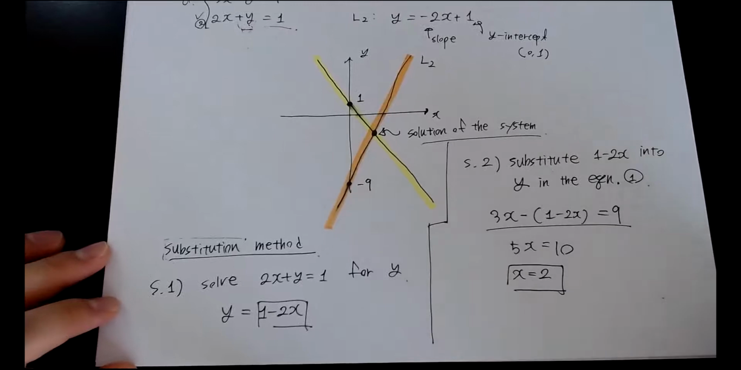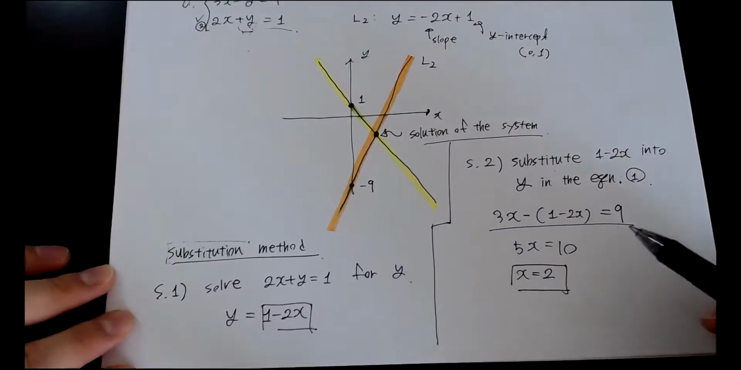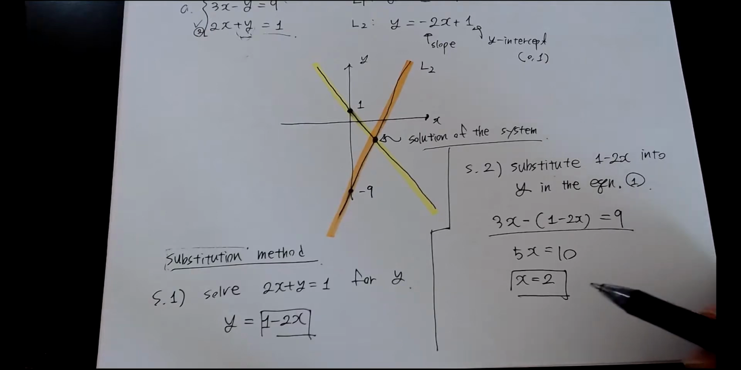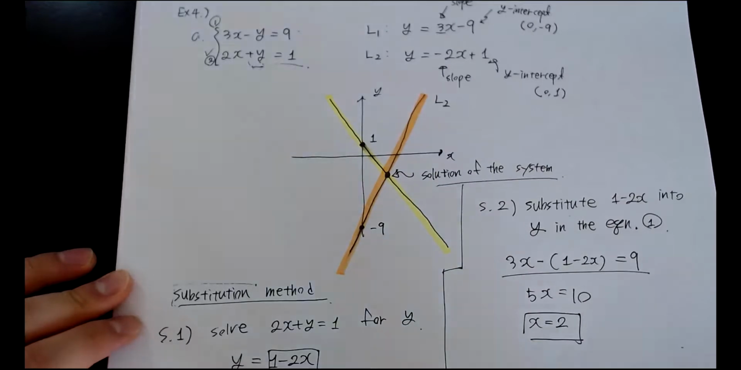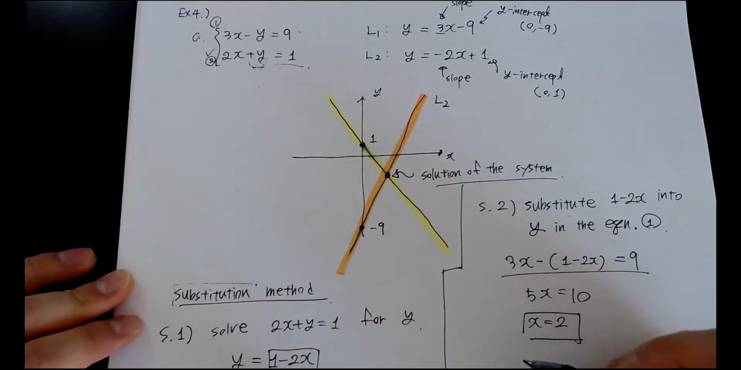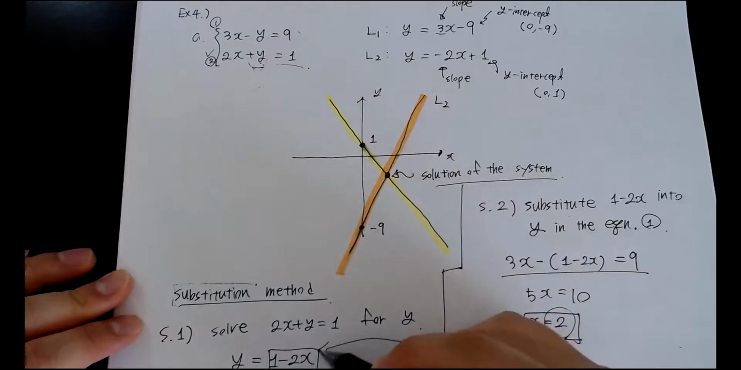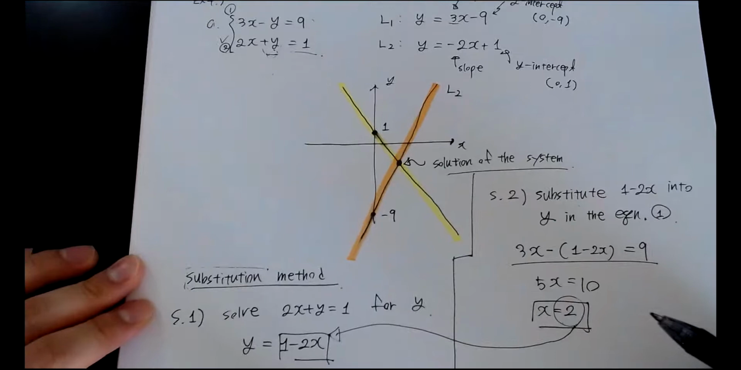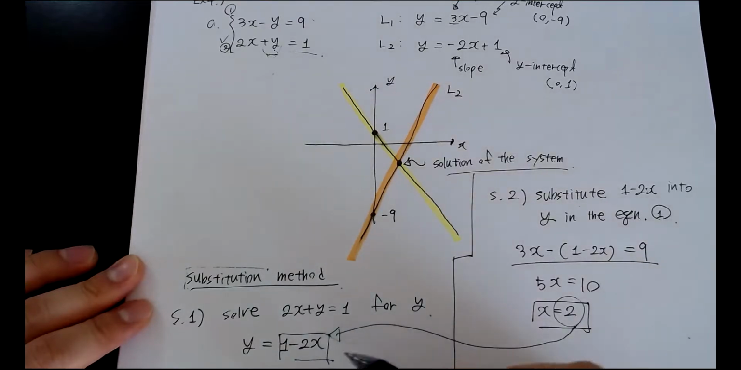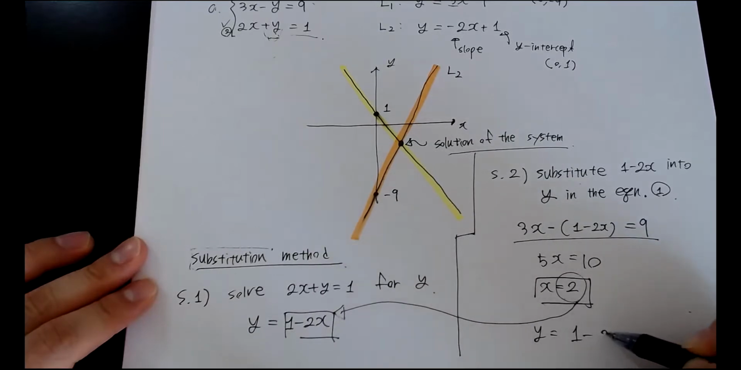record. Okay, so once we figure out x equals 2, we need to figure out the y coordinate corresponding to x equals 2. So now, y is equal to what? We're going to plug in 2 into what here? You can plug x equals 2 into either equation, but it's easier to get y by plugging 2 into here. Y is going to be 1 minus 2 times 2, which is negative 3, right?